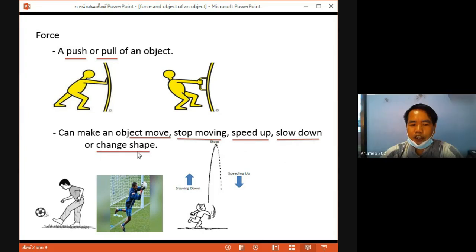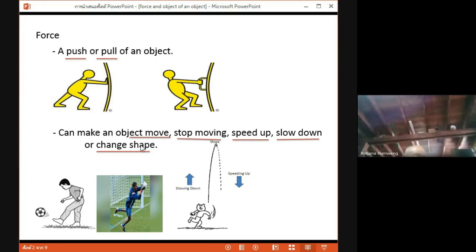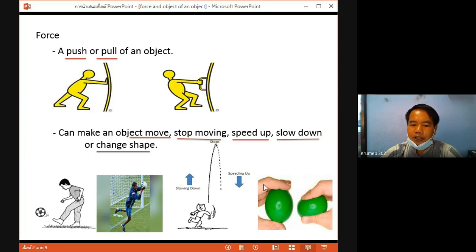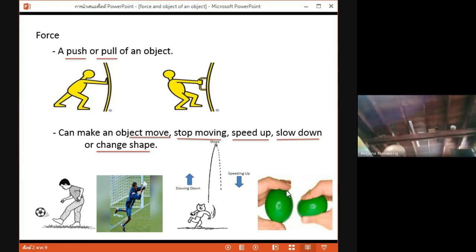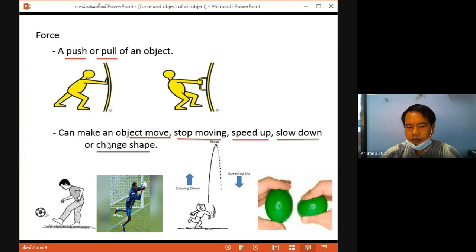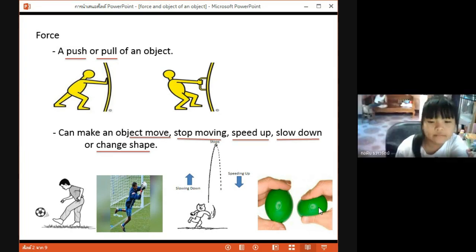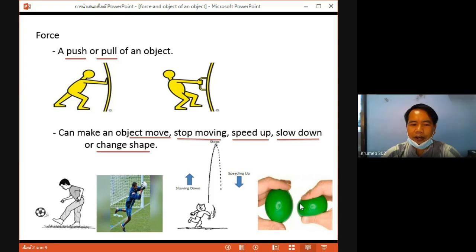Or we have here change shape. If we see change shape or change direction, we have here a picture. So the ball is round. If you kick the ball, or if the ball has no air, or if you push the ball, it will change shape like this. Understand? Okay, very good, students.